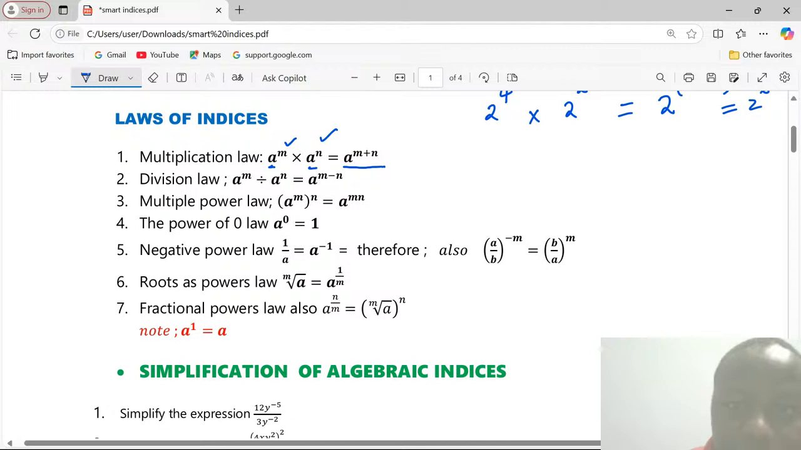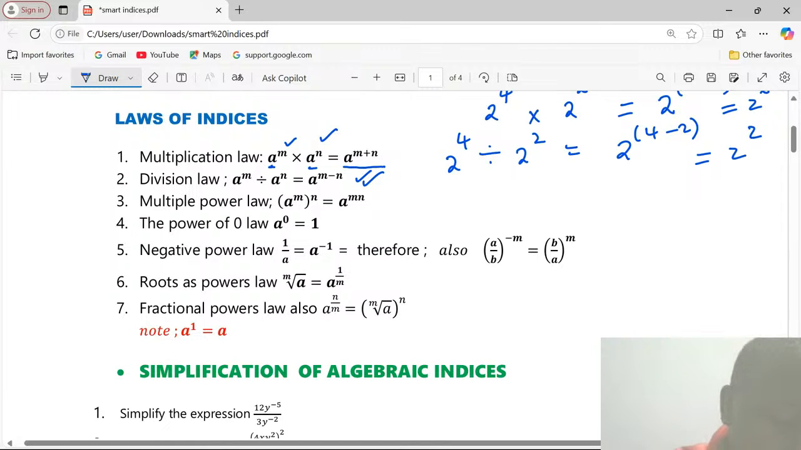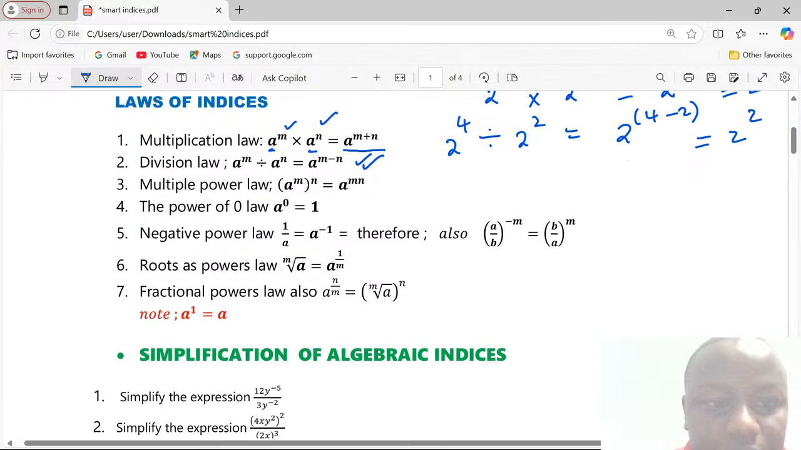Then the division law, if it is 2 power 4 divided by 2 power 2, we subtract the indices according to the law and how it has been stated. So it will be 2 power 4 minus 2, which is just 2 power 2. So that's how we apply the division law.